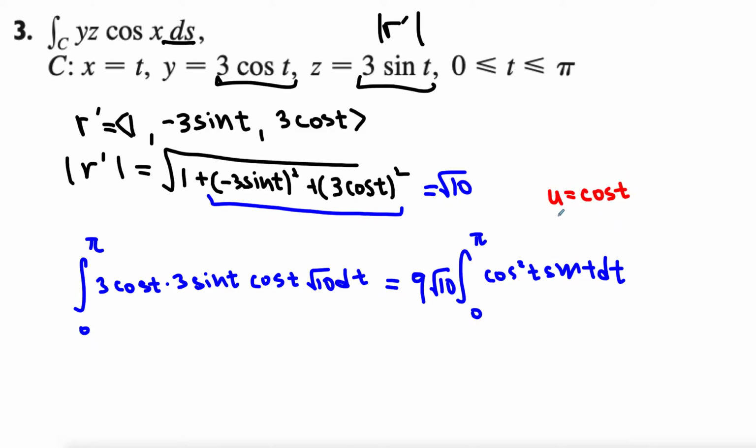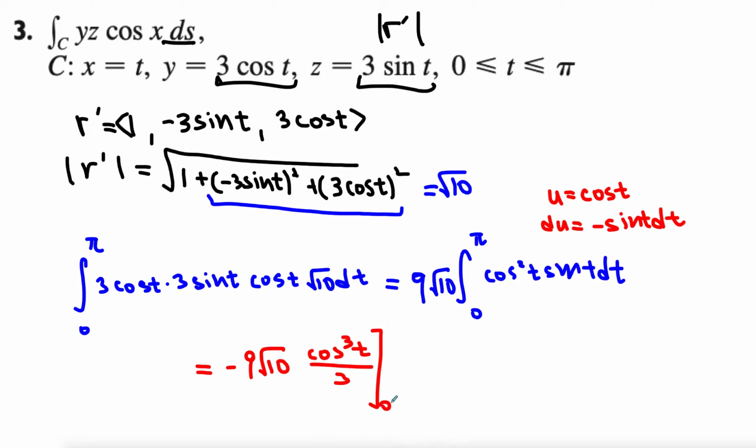Then of course, in this case, we can set u as cosine t. Then we know that du is equal to negative sine t dt. So what we end up getting is, because of the negative sign, we're going to pull out the -9 radical 10, and then we're going to get cosine cubed t over 3 going from 0 through pi. So far, this is what we have. Now we're going to plug in pi and then 0.